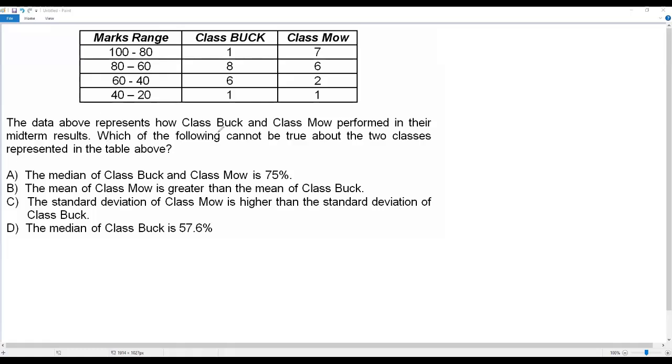The data above represents how Class Buck and Class Mow performed in their midterm results. Which of the following cannot be true about the two classes represented in the table above? So we have to find the one which cannot be true.